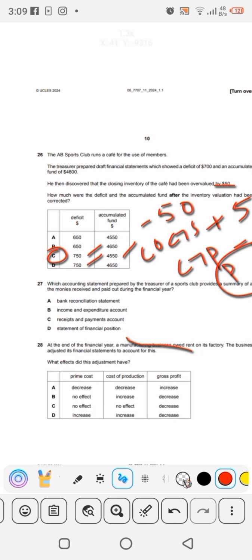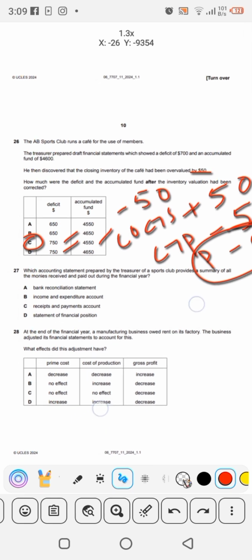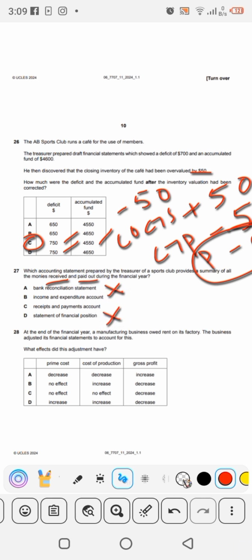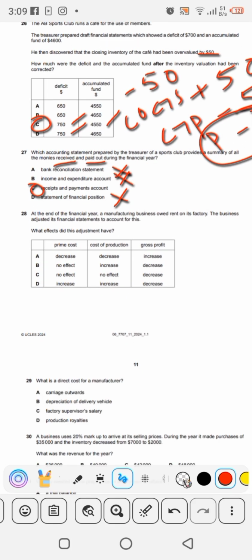Question number 27 is which accounting statement prepared by the treasurer of a sports club provides a summary of all the monies received and paid out during the financial year? So bank reconciliation statement and statement of financial position is crossed, and income and expenditure account is also crossed. Receipts and payments account is C, as it is mentioned that received and paid out, so you can take that as a hint.